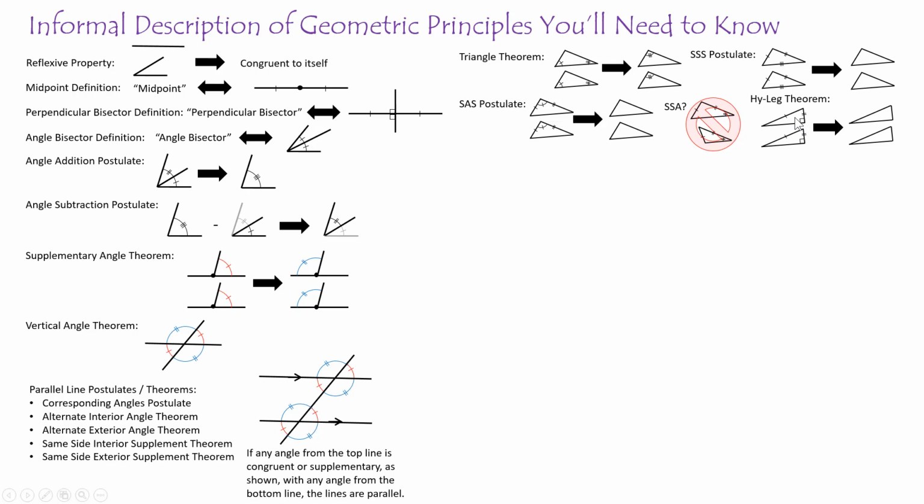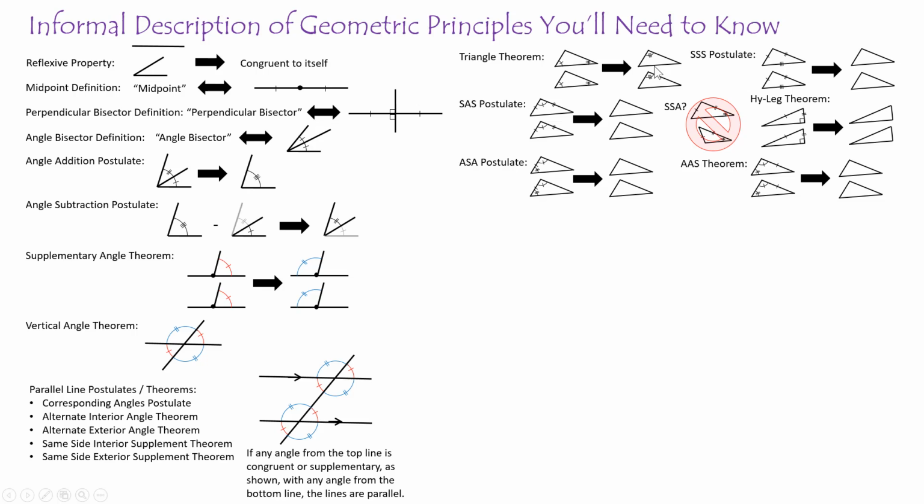It's a right triangle, the two right triangles. It's called the hypotenuse leg theorem. If the hypotenuse and a leg of a right triangle are congruent, then the triangles are congruent. Okay, then we have the angle side angle. If those corresponding parts are congruent, then the triangles are congruent.